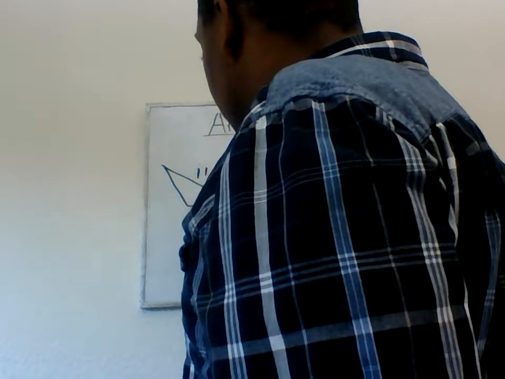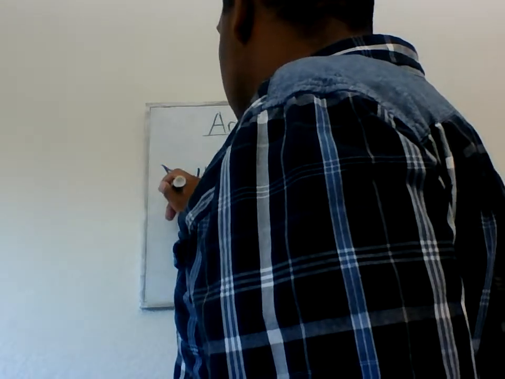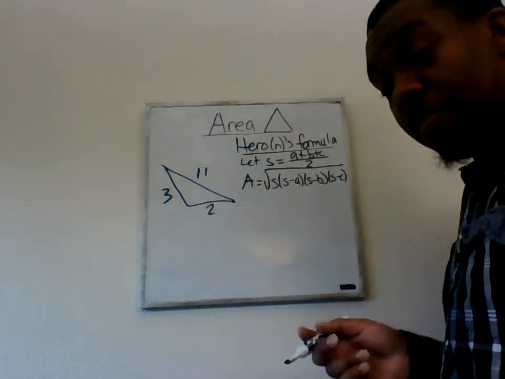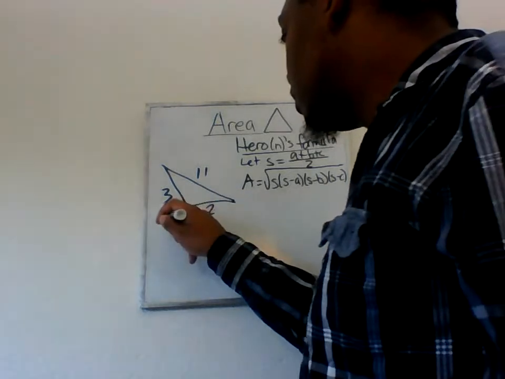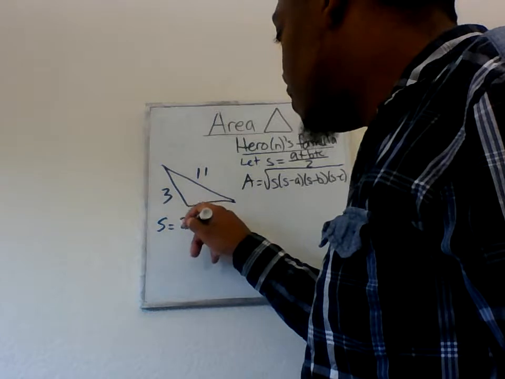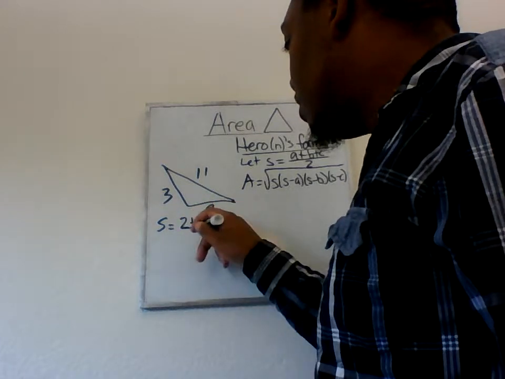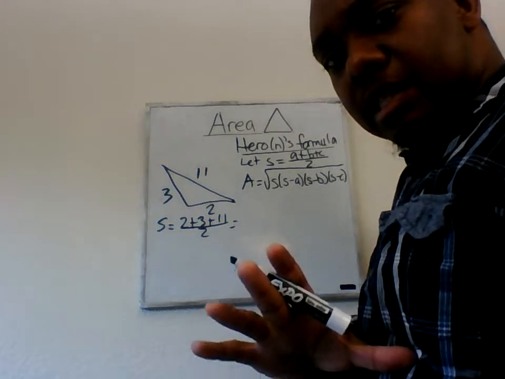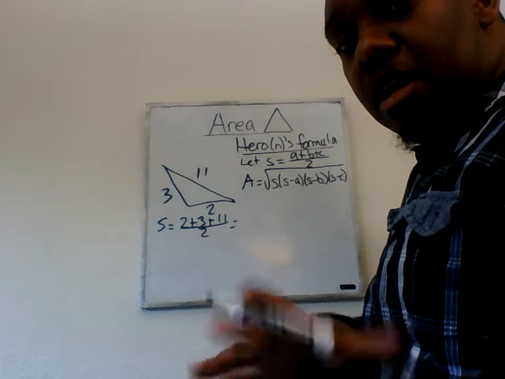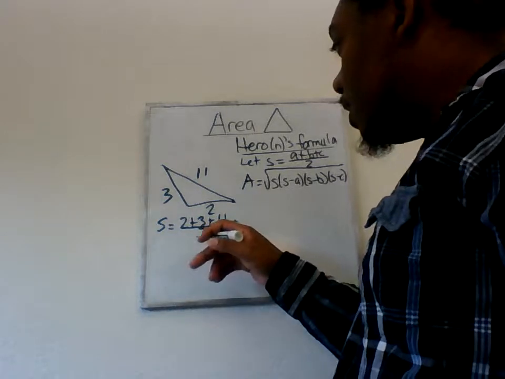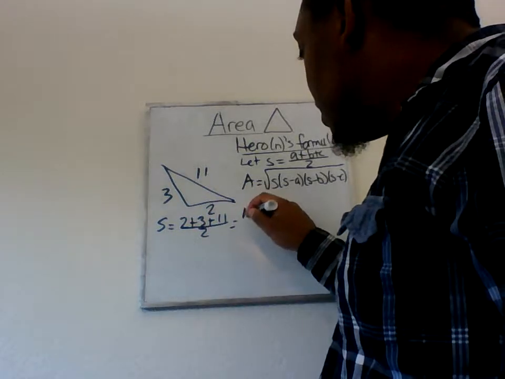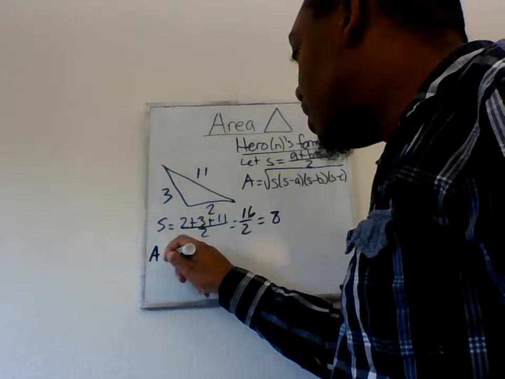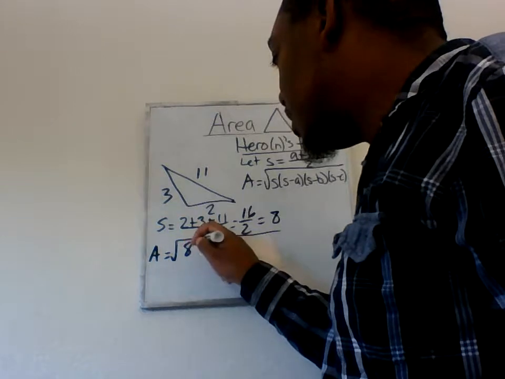Okay. I'll say that this side is 11, and I'll say that this side is 2, and this side is 3. Okay. So Hero's formula tells us to first find S. So S is going to be the sum of 2 plus 3 plus 11, all divided by 2. And if you want to right now, you can pause and see if you can finish the problem yourself and see what you get, and then come back to check. Okay? All right, so 2 plus 3 is 5, plus 11 will be 16, divided by 2, it was 8. So S is 8.